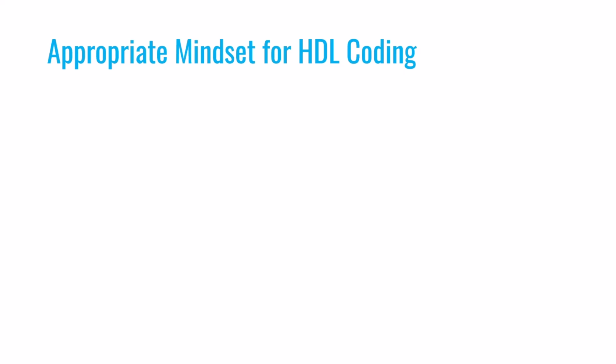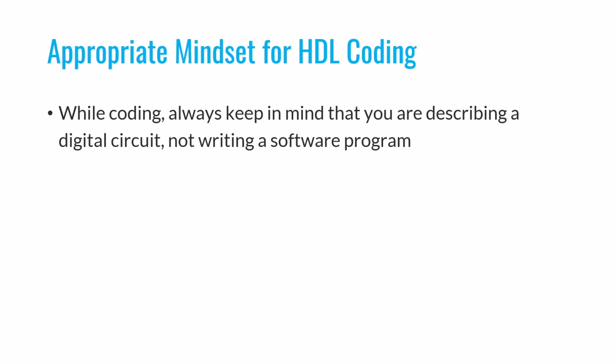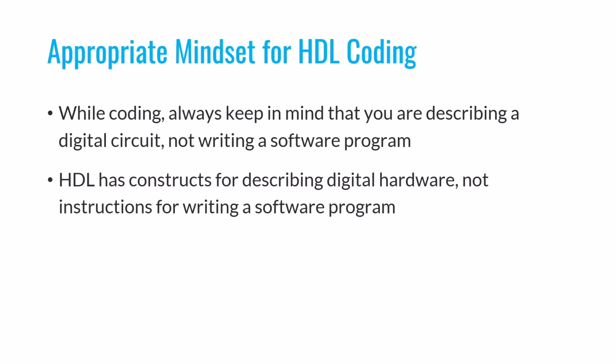As I explained in a previous video called What is an FPGA, the structure and nature of an FPGA are entirely different from processors. Therefore, when you are working with an FPGA and writing VHDL code for it, you always need to consider these differences. Remember that when you are coding, you are describing a digital circuit. In other words, you are not writing a software program. An HDL has constructs specifically for describing digital hardware, not instructions for writing a software program.